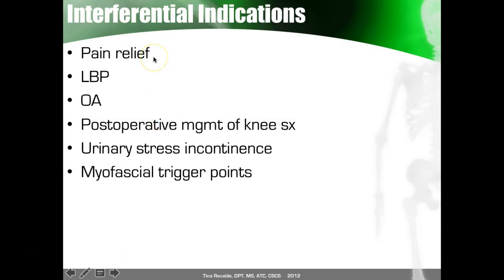So we use it for pain relief, low back pain, osteoarthritis, postoperative management of knee surgeries. They do use it for urinary stress incontinence and for myofascial trigger points.